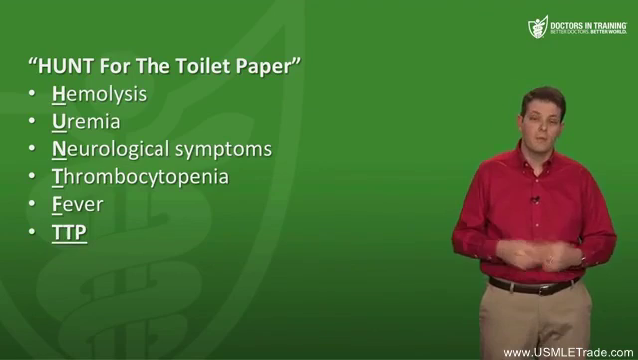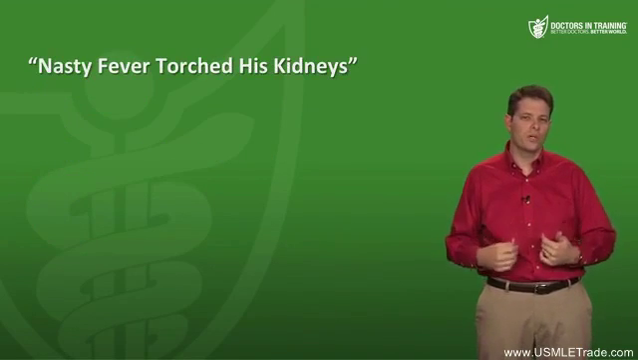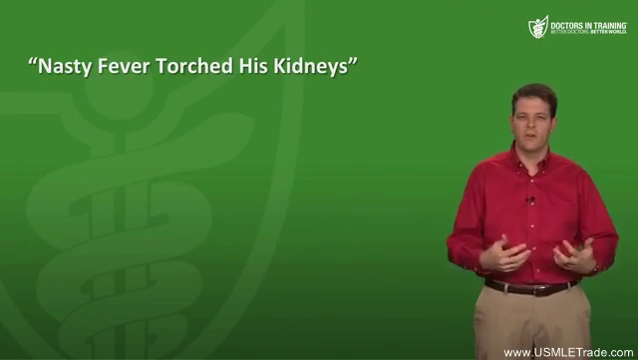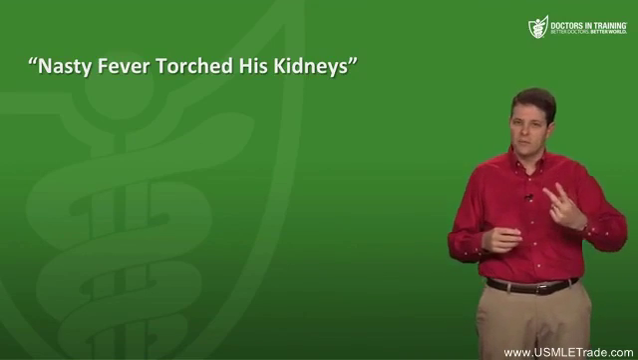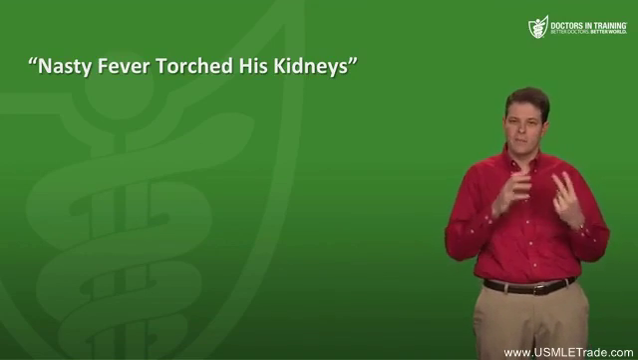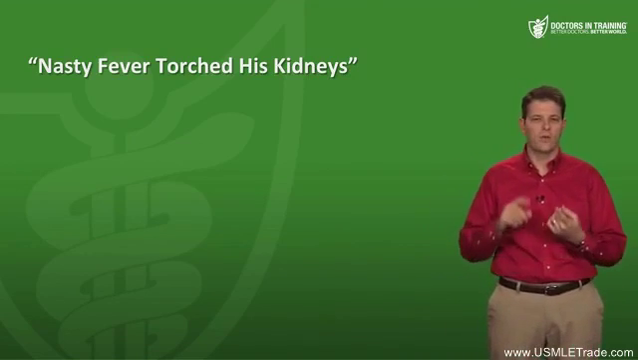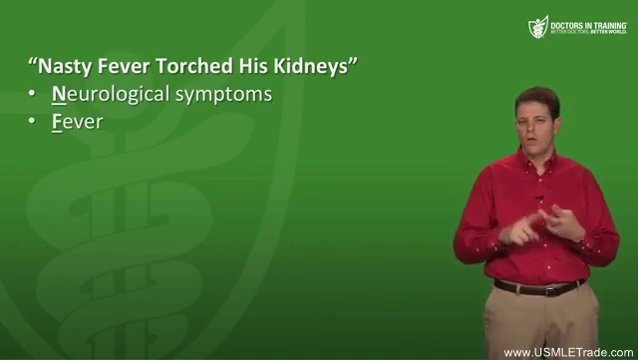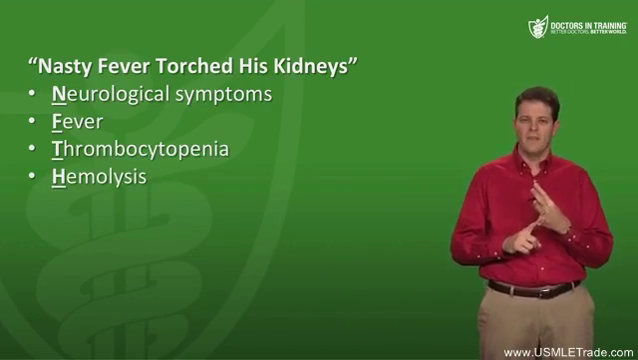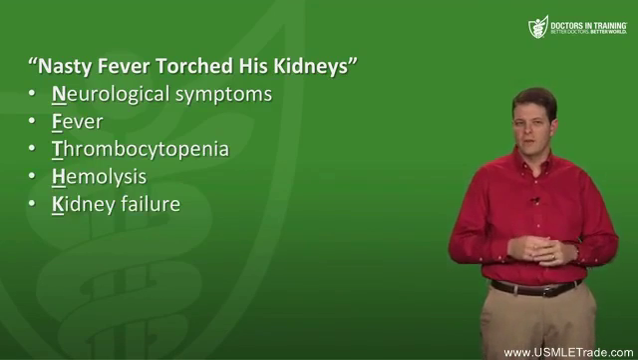Not bad. But I prefer the mnemonic nasty fever torched his kidneys, because it talks about fever and talks about torching the kidneys. So that's two of the symptoms right there. And you know I love mnemonics that actually mention what you're trying to memorize. So nasty fever torched his kidneys stands for neurological symptoms, fever, thrombocytopenia, hemolysis, and then the kidneys is for kidney failure. But whichever mnemonic you prefer, you need to know that HUS is the milder form with the triad of hemolysis, uremia, and thrombocytopenia, and then TTP is more severe because you've gone from a triad to a pentad.